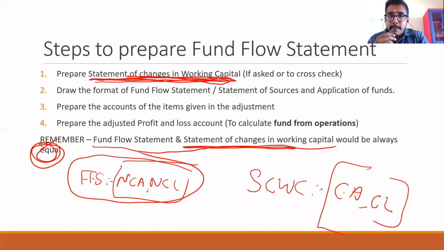Okay. And a typical problem in fund flow statement, I'll just tell you how it will be. You will be given a balance sheet having two years of data, 2009-10 or 19-20, like that. Balance sheet would be there, and additional information or adjustments will also be there. Okay, clear?